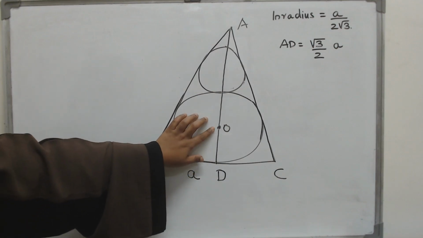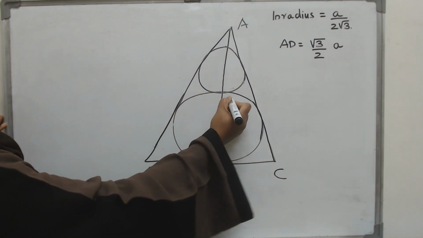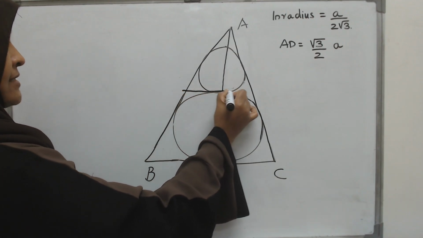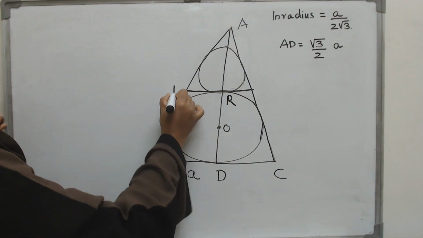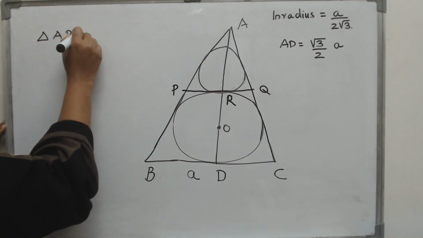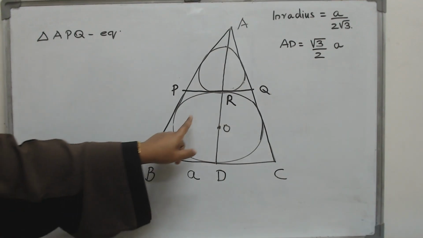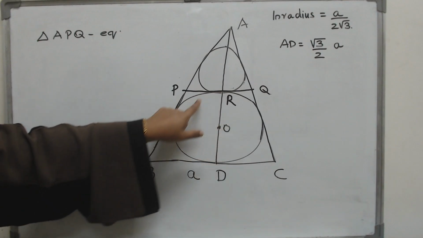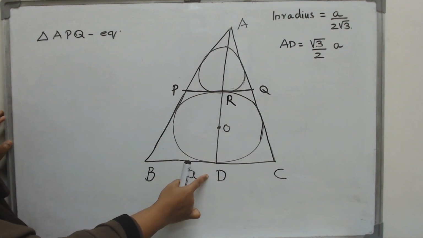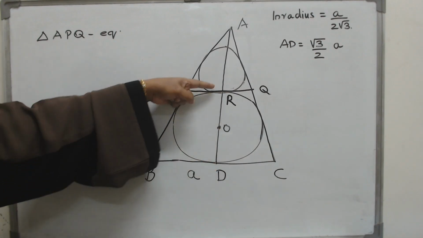We can locate the center, the incenter, on the altitude. Now the place where these two circles meet, let me name it R. And through that R, let me construct a common tangent, and I will name it PQ. Now this triangle APQ is going to be an equilateral triangle. Can you tell me why that is? If you look at this circle, the incircle, what do you notice? RD is its diameter, and this PQ and BC are two tangents at the ends of a diameter.